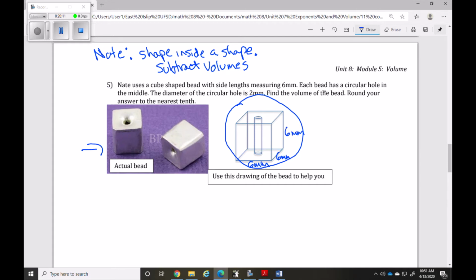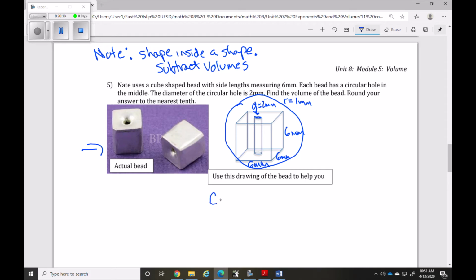Each bead has a circular hole in the middle. The diameter of the circular hole, diameter is all the way across, is 2 millimeters, which means that the radius would be 1 millimeter. And they want the volume of the bead. And I had already told you we'll be subtracting these volumes.